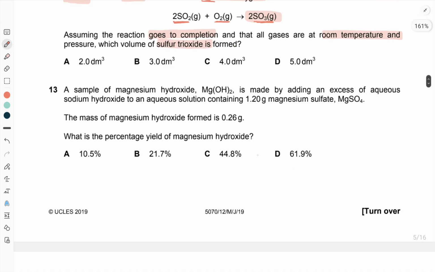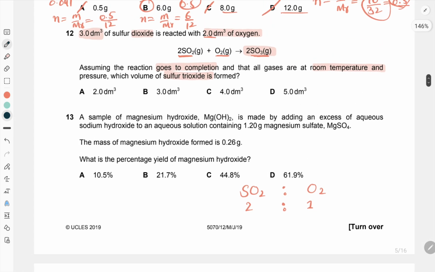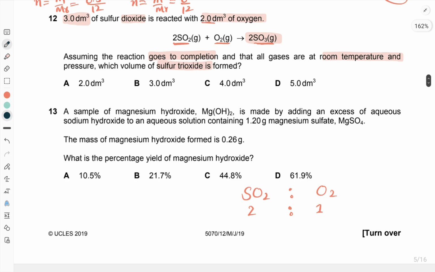Let me solve this question over here. You have sulfur dioxide, SO2, and the other reactant is oxygen. According to the balanced equation, 2 moles of sulfur dioxide react with 1 mole of oxygen. As I've already told you, you can compare their volumes if they are gases. Now if you have 3 moles of sulfur dioxide, which is given in the question, how much oxygen is needed? For 2 it needs 1, for 3 you need 1.5 moles of oxygen.